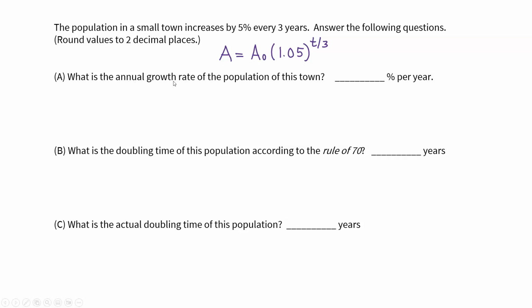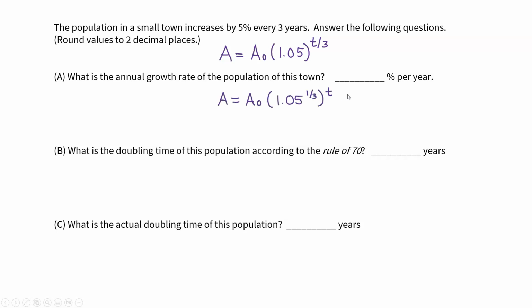To get an annual growth rate, you need to make this formula in terms of just t and not t over 3, because you want to get a percentage per year. You need that for the rule of 70, and it's not bad to have it when you do an actual doubling time. So let's look at this.